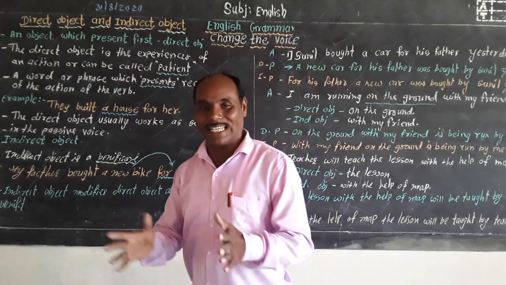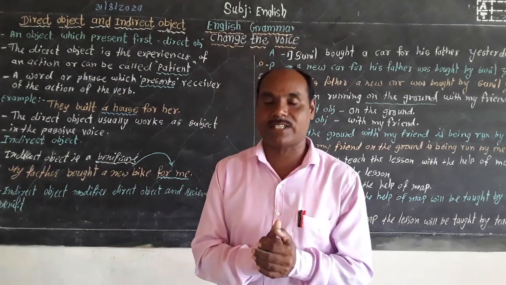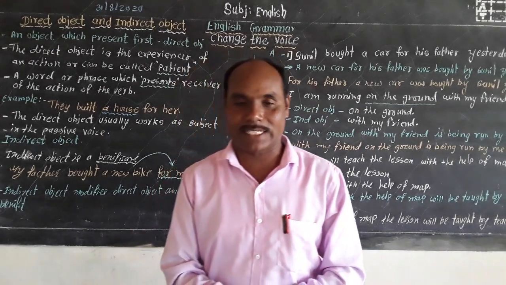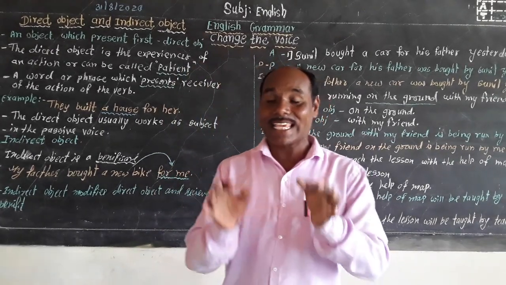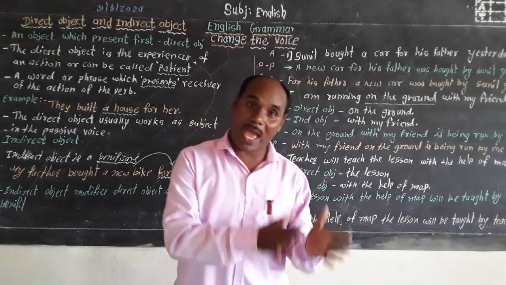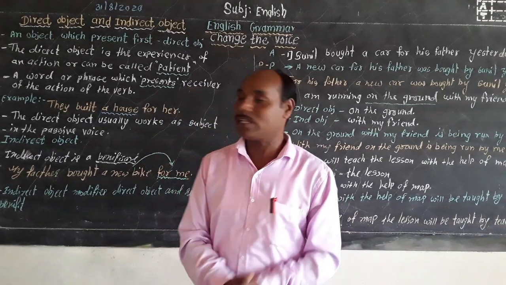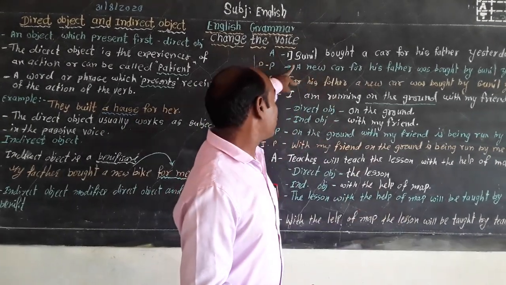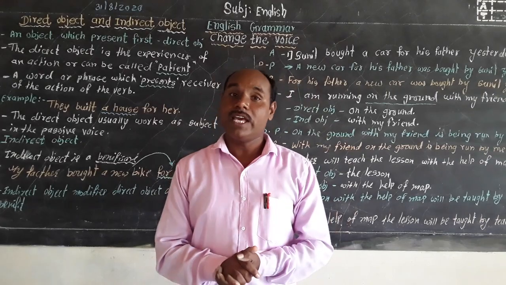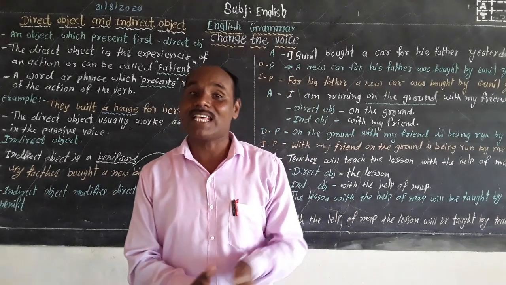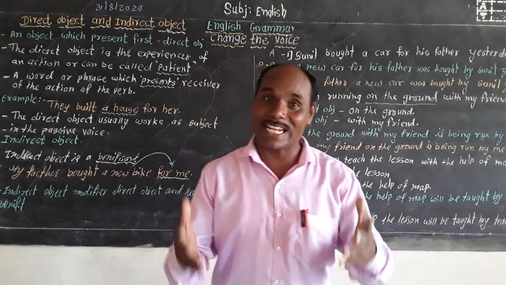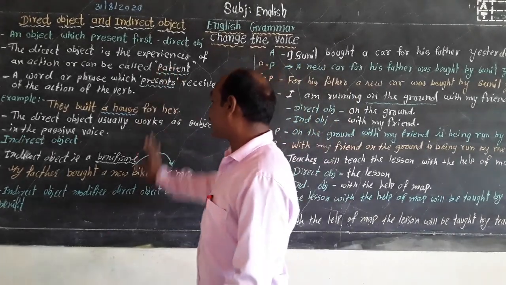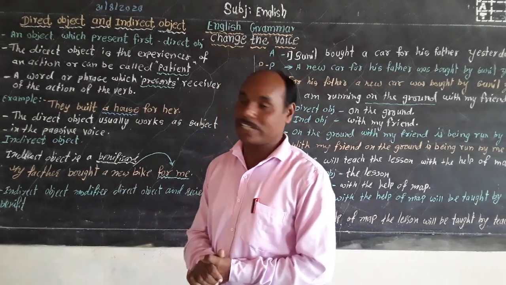So these sorts of sentences, the sentences which consist of one or two objects or more than two objects, can be changed into passive in different manners. If there are two objects, then you can change the sentence in two ways. If there are three objects in the sentence, then we can also change the sentence into three types of passive. This is what direct and indirect objects are, my dear friends.